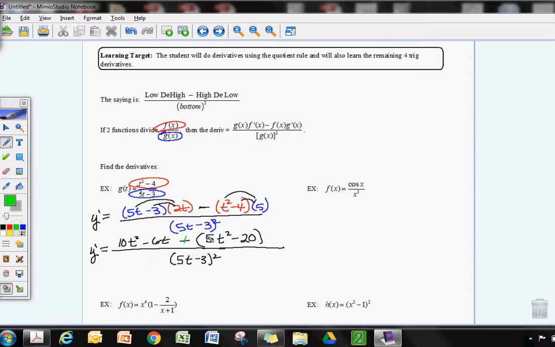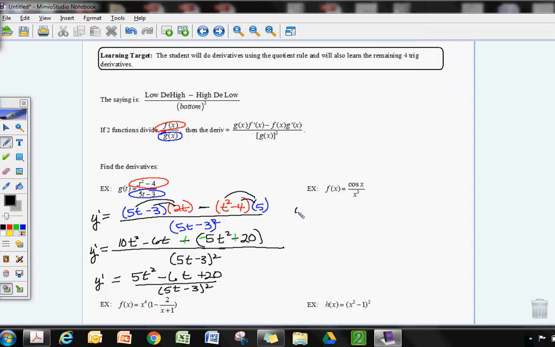So this is going to become plus, negative, positive. I see that there are some t squareds that I can simplify. So my final derivative would be 10 and negative 5 would make 5t squared minus 6t plus 20 all over the 5t minus 3 quantity squared. That's my derivative. So low d high minus high d low, square the bottom, and away we go.